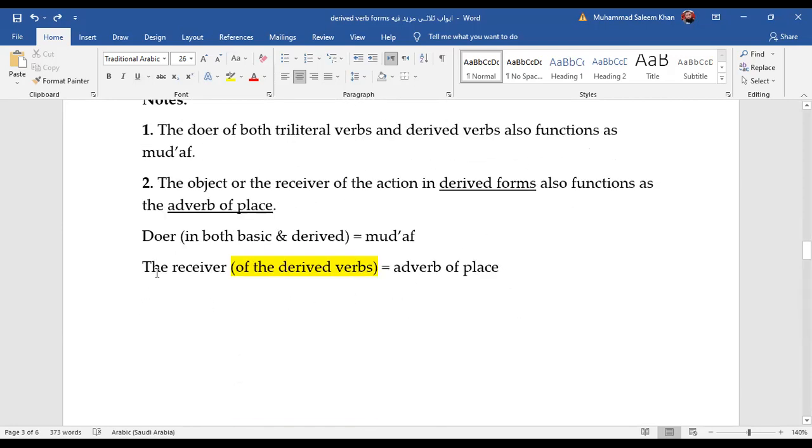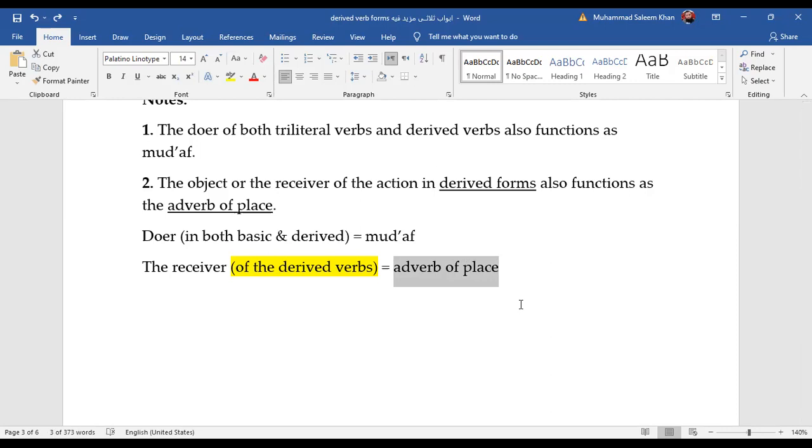Because adkhil requires an adverb of place. No, it doesn't require an adverb of place. I told you that ismul maf'ul, the receiver, of the derived verb forms is also used as an adverb of place. You don't have to make a different pattern for the adverb of place.